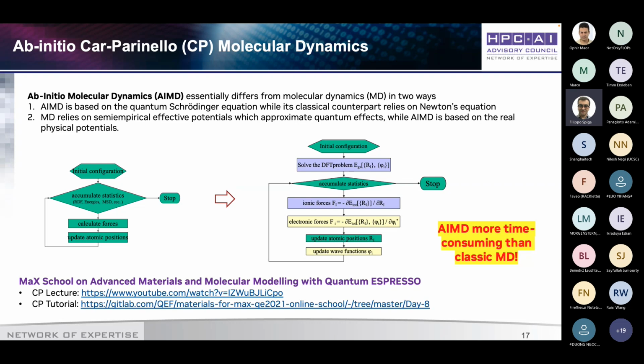So the idea of a molecular dynamic code is: initial configuration, you do some statistics, you calculate new forces, you change the atom positions, and you go over and over again. This applies to the ab-initio molecular dynamic approach too, but the way you compute these steps becomes a little bit more complicated.